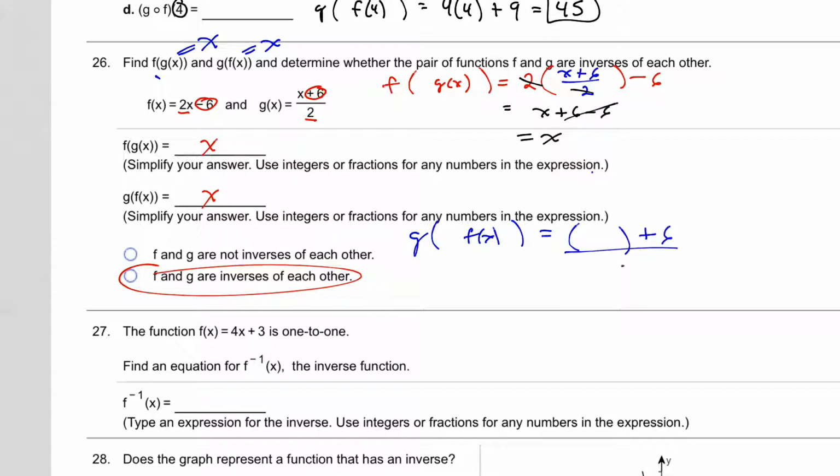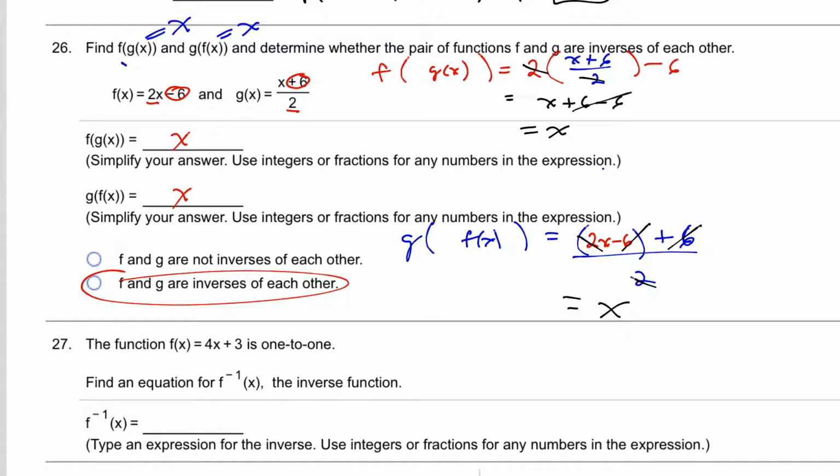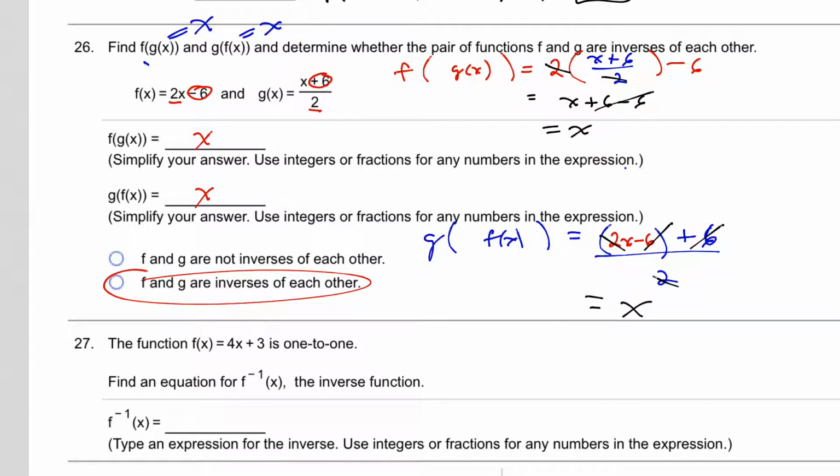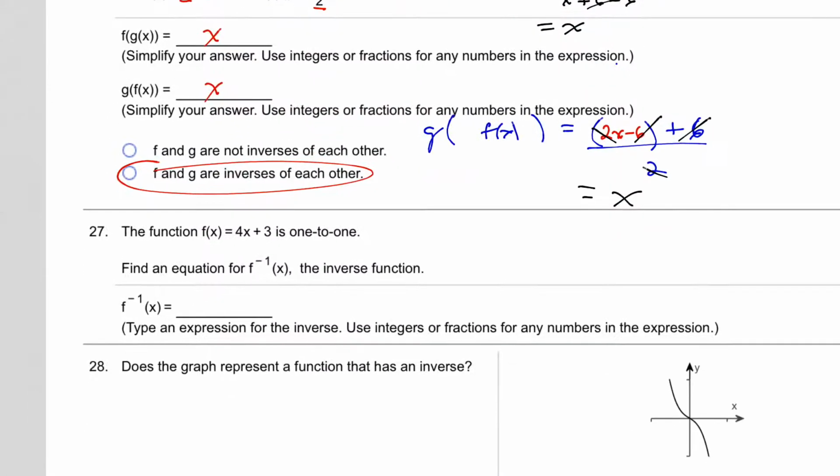G is our shell function, and if we put f in here, you can see that those cancel out, and these cancel out, leaving you with x. So sometimes you don't necessarily have to show it. You can actually just kind of tell from that. But this is definitely proving it, making yourself 100% sure without any doubt.